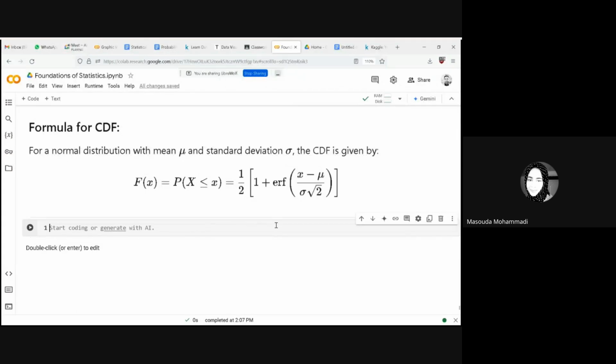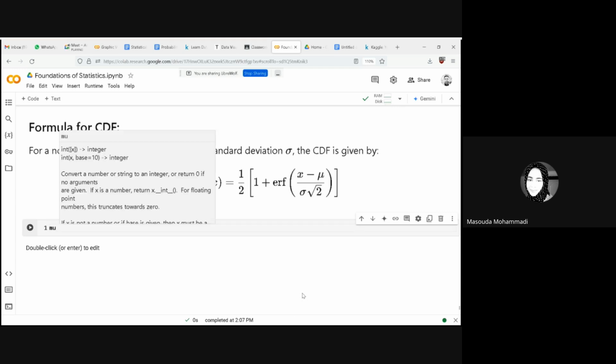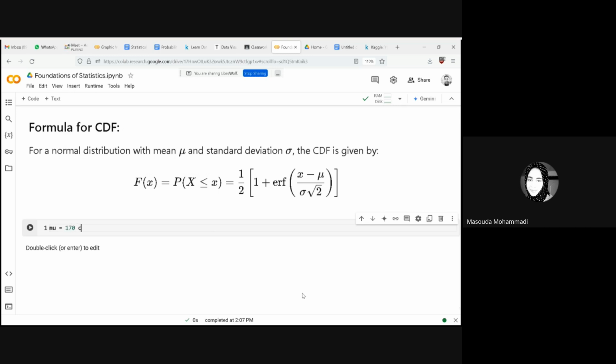We will be using Python for this function as well. Assume that we have an average of people with, for example, 170 centimeters of height, and sigma, the standard deviation of that population, is 10 centimeters. Same example that we had previously. We want to know this CDF function for a person with a height of 180 centimeters.